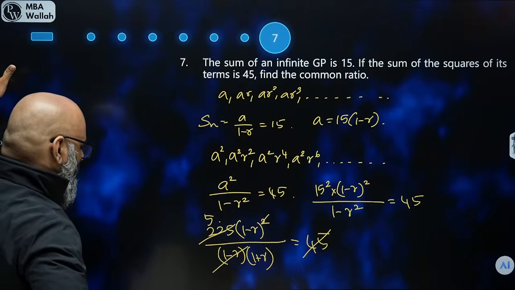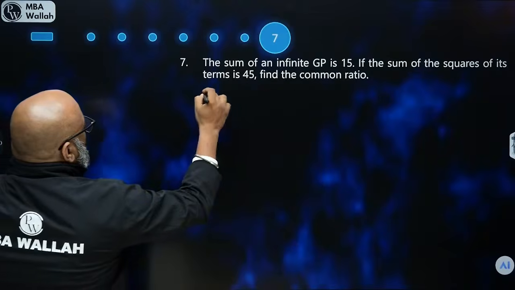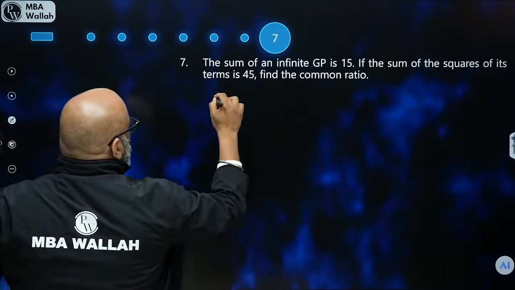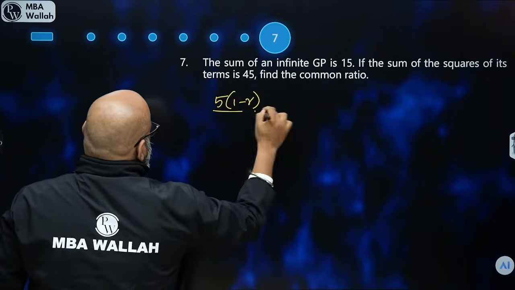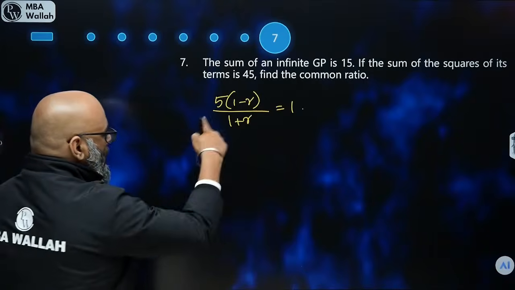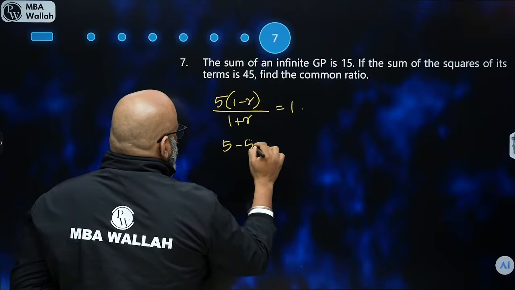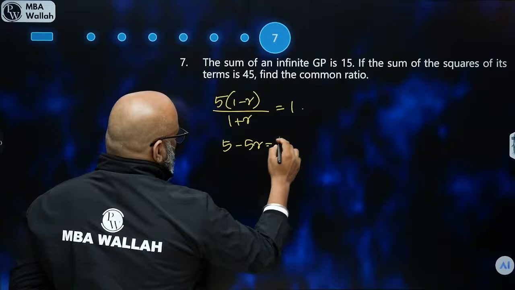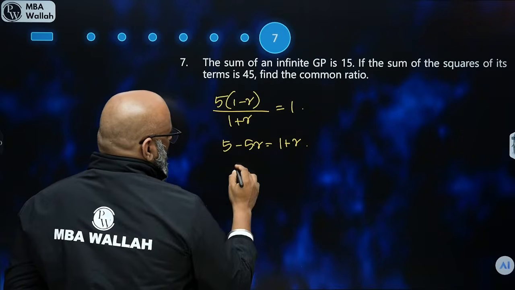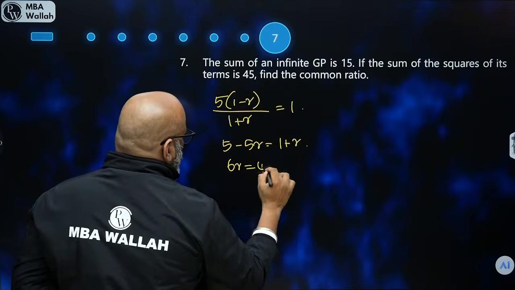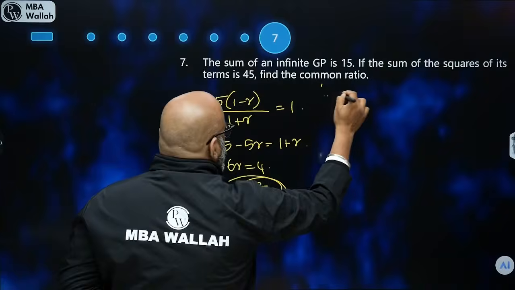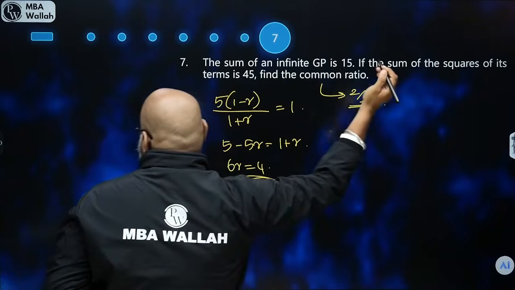So this will give you 5 into 1 minus R by 1 plus R is equal to 1. Right. So multiply this. 5 minus 5R is equal to 1 plus R. So this goes here and this comes over here. You will have 6R is equal to 4. R is equal to 2 by 3. The question is common ratio, which is 2 by 3, and that will be our answer.